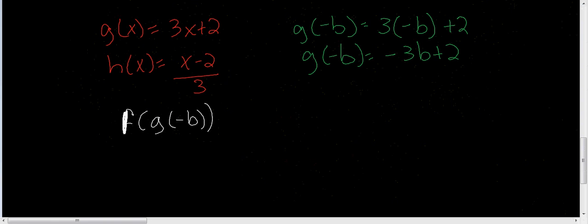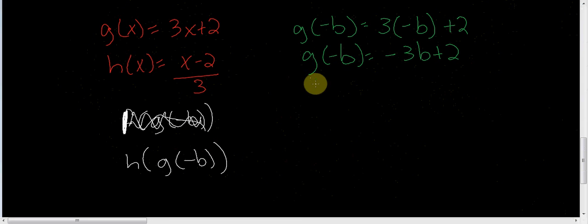That doesn't work, does it? Let's see. Will this work? I'm just going to cross this out. That'd be the easiest thing to do. Alright, let's try this. That's no good. Let's call this h of g of negative b. I forgot I changed my function name. Okay, anyways, now we have to work with h.